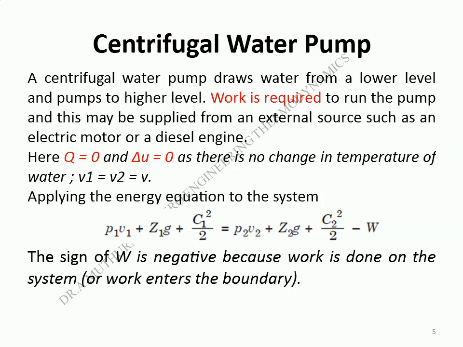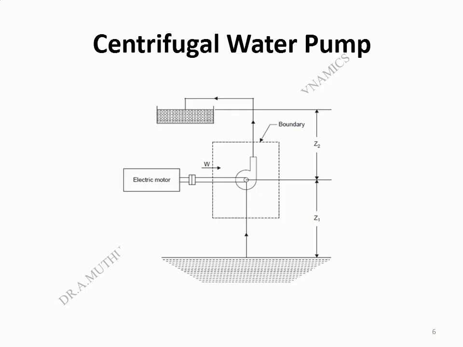Applying the energy equation to the system, the sign of W is negative because work is done on the system or work enters the boundary. Schematic diagram of centrifugal water pump.